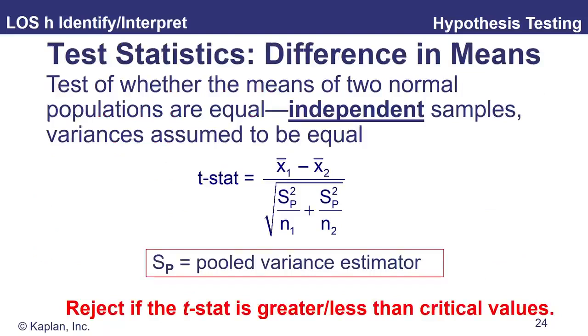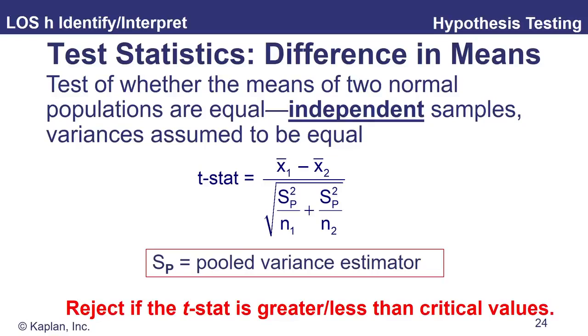So let's have a look at our test statistic for difference in means. So we're testing whether the means of two normal populations are equal. So I want to test, do value stocks have the same mean return as growth stocks? Okay, so they are independent samples because I'm picking one sample from the growth stocks and one sample from the value stocks, hence independent.